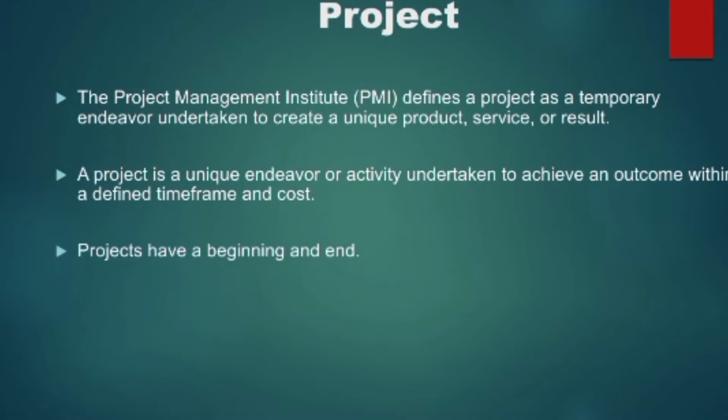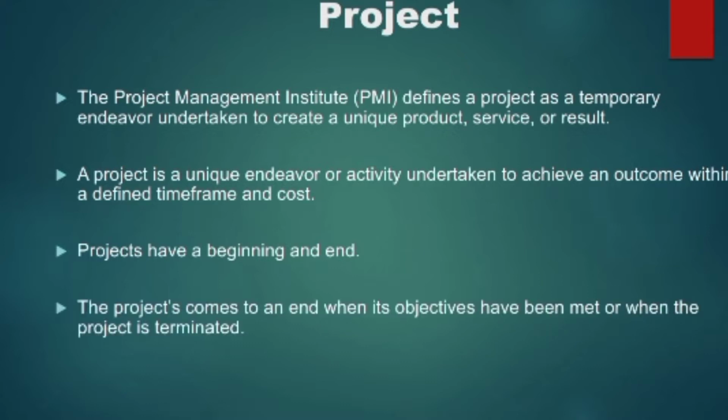As already said, projects have a beginning and an end. It has a defined period, a defined duration that it must last. So when a project is coming to an end, it means that the objective of the project has been achieved. That is one condition that can make a project come to an end. Another condition is when the project is terminated. What does it mean?